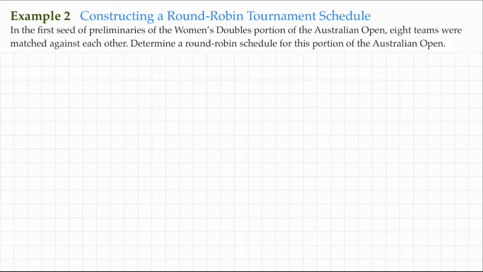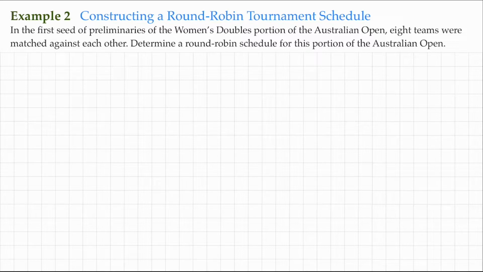So in this example, we are going to be constructing a round robin tournament schedule. This says, in the first seed of preliminaries of the women's doubles portion of the Australian Open, 8 teams were matched against each other. Determine a round robin schedule for this portion of the Australian Open.